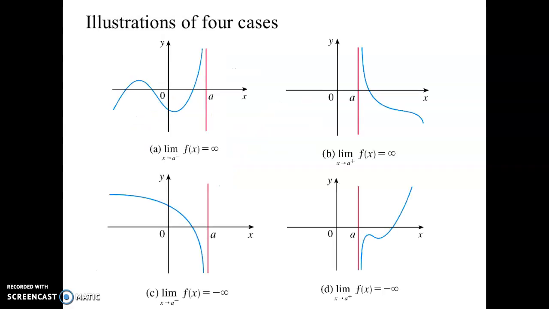So here's some illustrations of different ways that we could approach a vertical asymptote. We could come to a vertical asymptote from the left and approach infinity. We can approach a vertical asymptote from the right and approach infinity. Or we could approach a vertical asymptote from the left and have the function approach negative infinity. Or we could approach the vertical asymptote at x equals a from the right, and the function will tend toward negative infinity. So you can see the red line is the vertical asymptote, and the blue would be the function.